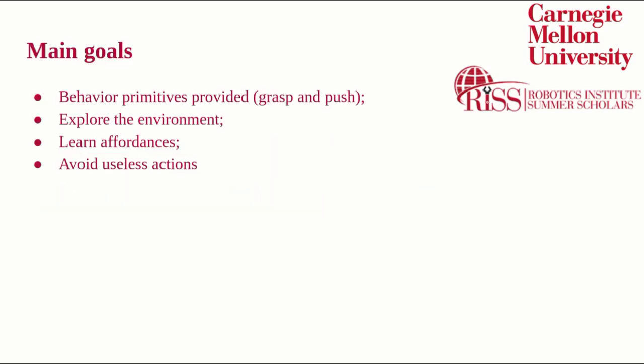In this research, the Ballbot was provided with behavior primitives in order to explore and learn these affordances through interaction in a simulation environment. This way, the robot will be able to infer from its visual perception which interactions an object affords, preventing it from performing useless actions like trying to switch a button.